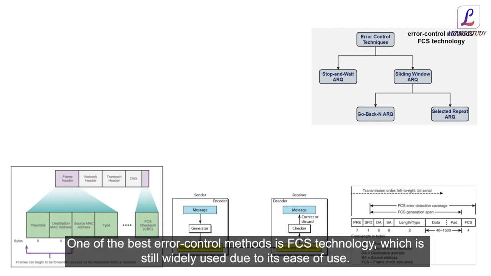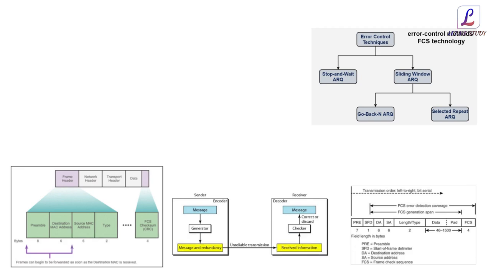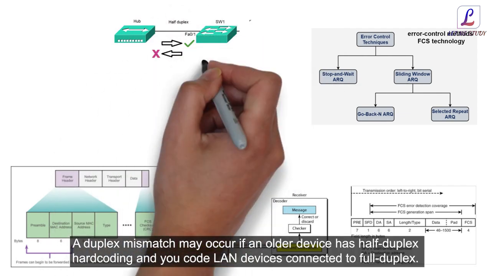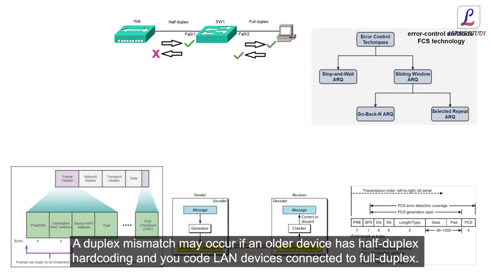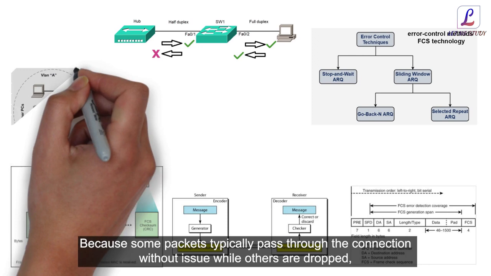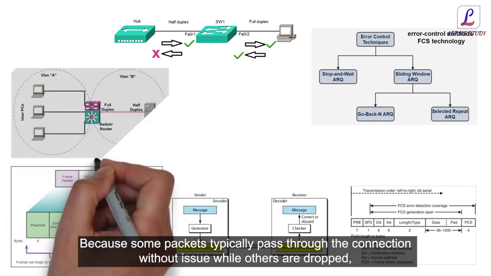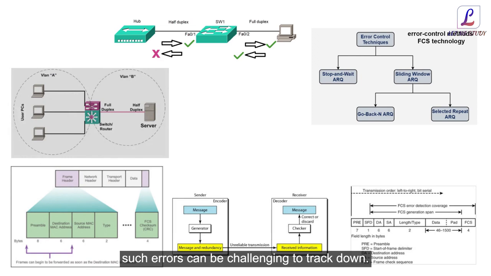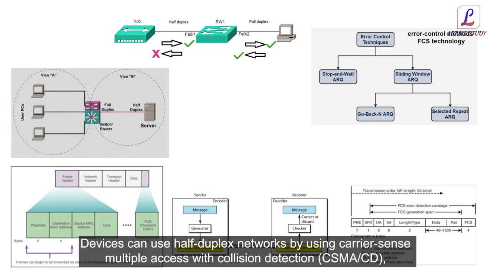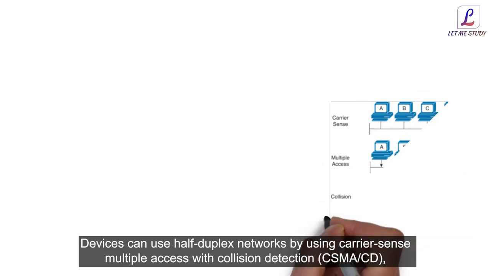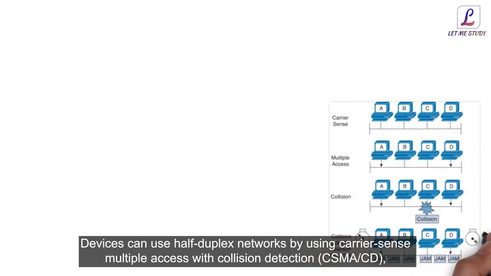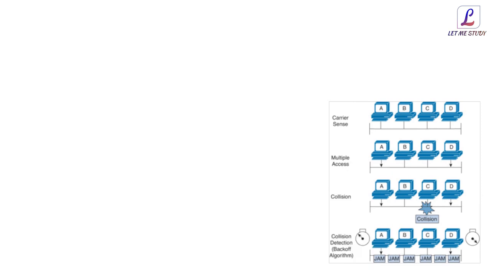One of the best error control methods is FCS technology, which is still widely used due to its ease of use. A duplex mismatch may occur if an older device has half duplex hard coding and newer LAN devices are connected to full duplex. Some packets typically pass through the connection without issue while others are dropped. Such errors can be challenging to track down. Devices can use half duplex networks by using carrier sense multiple access with collision detection, CSMA/CD, which is used in half duplex networks.